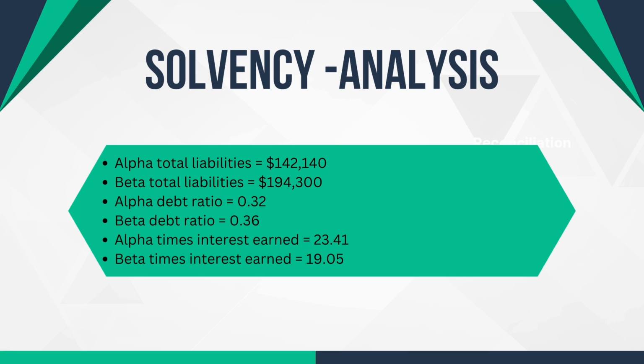So move to the next slide. It's about the solvency analysis. In the solvency analysis, we can see the breakdown of debt. Alpha has $142,140 in total liabilities compared to Beta's $194,300. That gives Alpha a lower debt ratio of 0.32 versus 0.36. Both cover interest well, but Alpha's 23.4 times coverage gives it a bigger safety margin than Beta's 19.05.